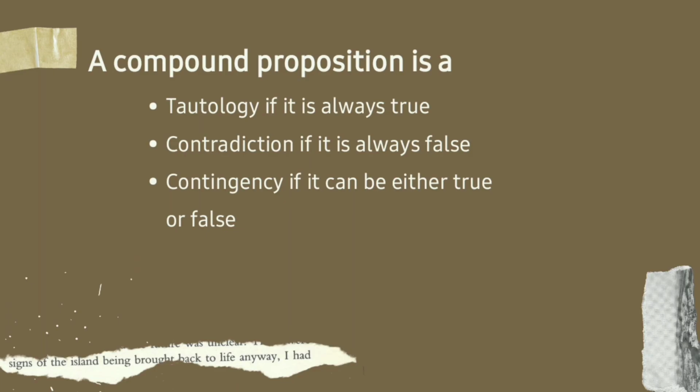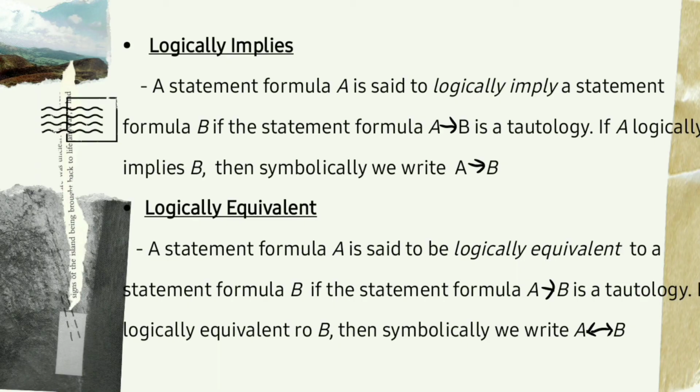Next, mathematical logic has compound propositions. A compound proposition is a tautology, contradiction, or contingency. What is a tautology? If it is always true. Contradiction, if it is always false. Contingency, if it can be either true or false. Mathematical logic also has logically implies and logically equivalent.